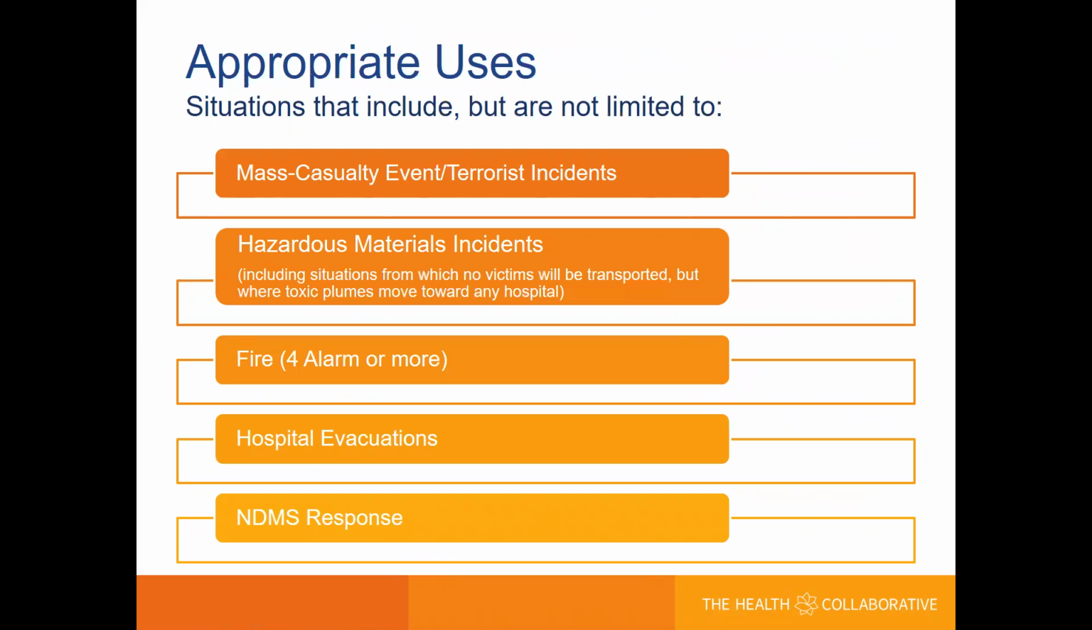The Disaster Net can be used for mass casualty or terrorist incidents, hazmat incidents, and this includes situations where there are no victims, but the toxic plumes could move towards any hospital. Also any large fires, hospital evacuations, or an activation of the National Disaster Medical System and EMS. Always feel free to open the Disaster Net. It's better to be prepared than not.